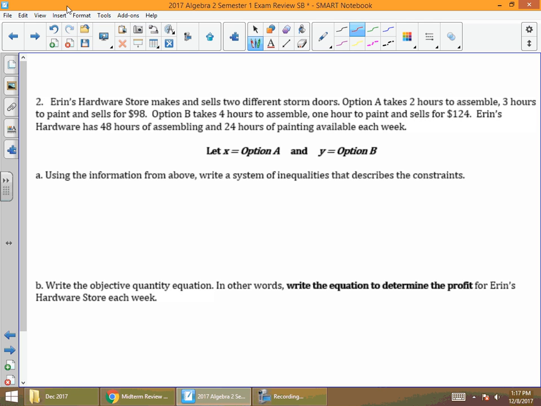The variables are defined for you, so X is option A and Y is option B. And using this, we want to set up a system of inequalities. So I think the easiest way to do this is to set up a table.